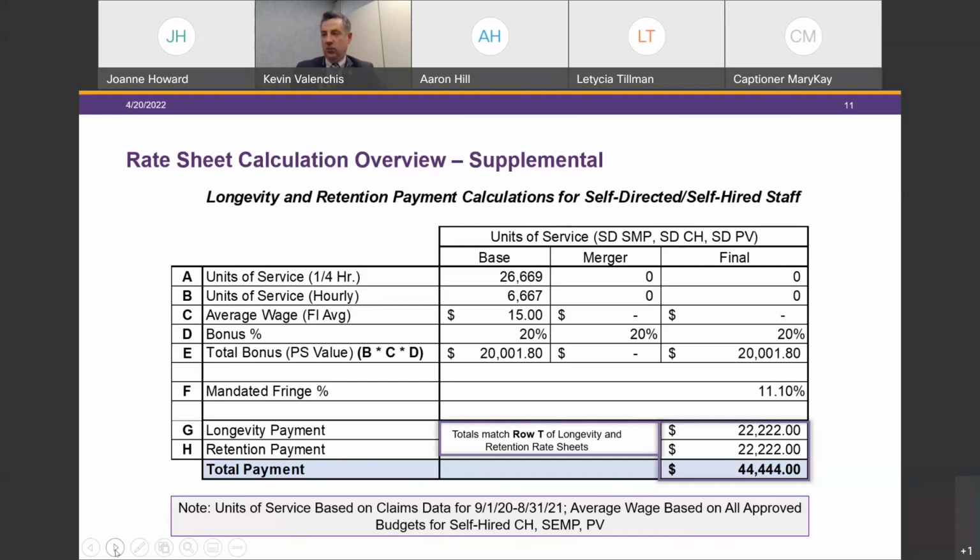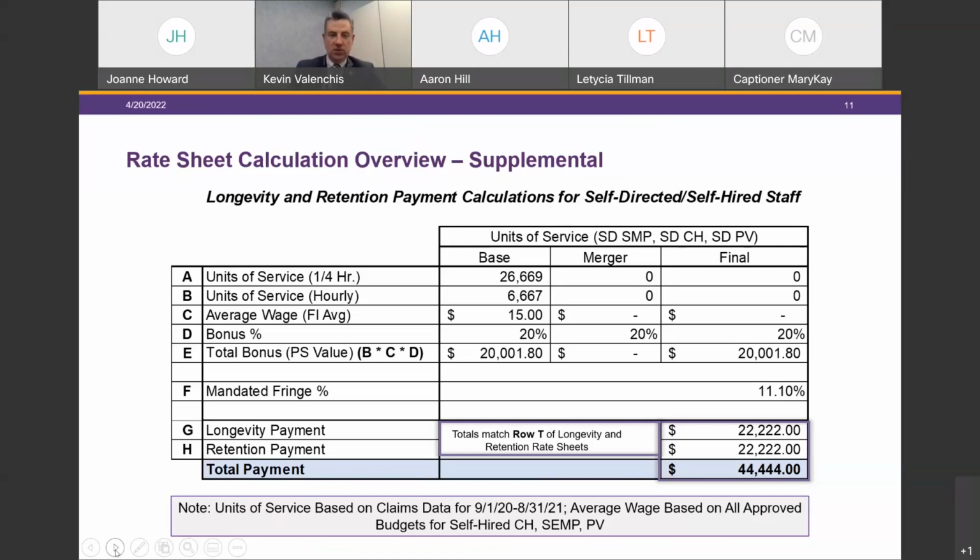What Joanne's team looked at was over 21,000 approved budgets, all right? This was no easy task. And they came up with an effective wage that was approved through those self-directed budgets for that FI. That's what row C represents. The effective, I would just call it the weighted average hourly wage for all people who have approved budgets, whether they be self-directing, self-hired SEMP, ComHab, and Prevoke.